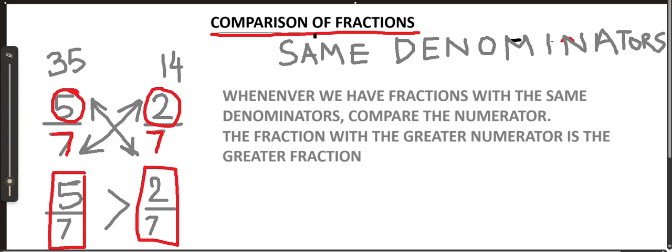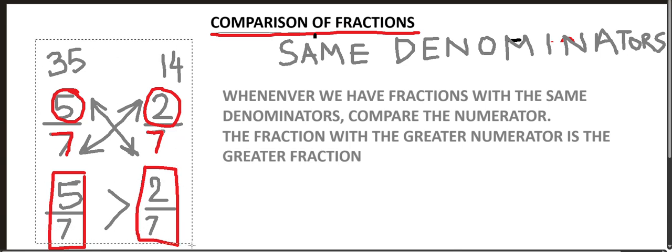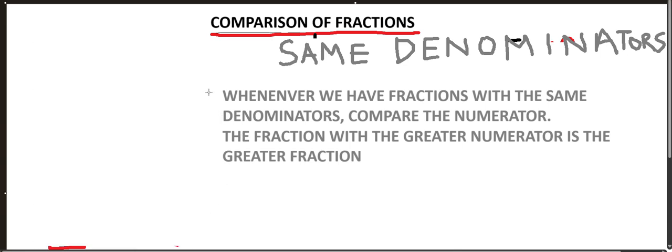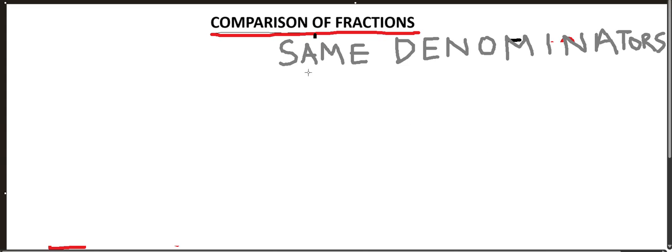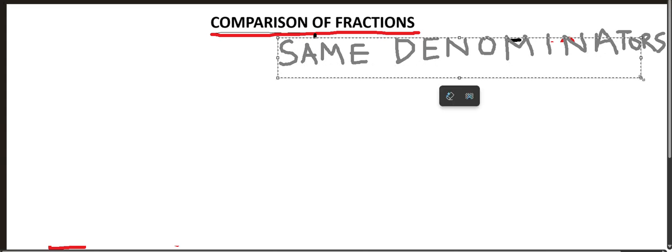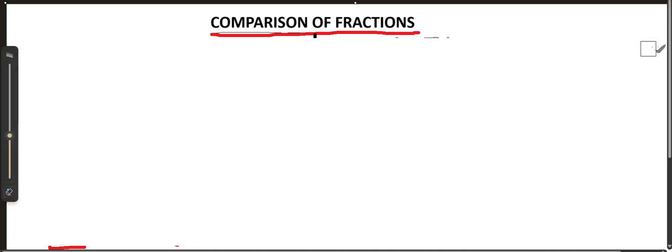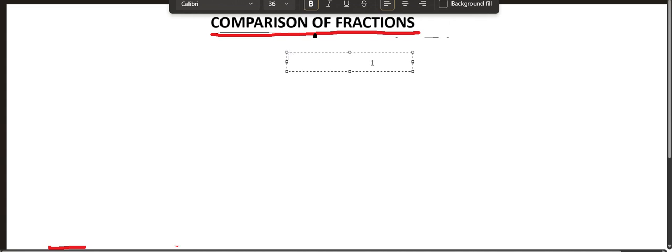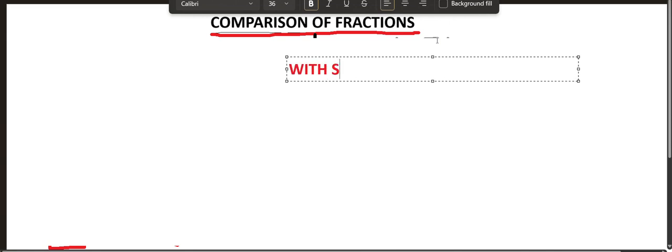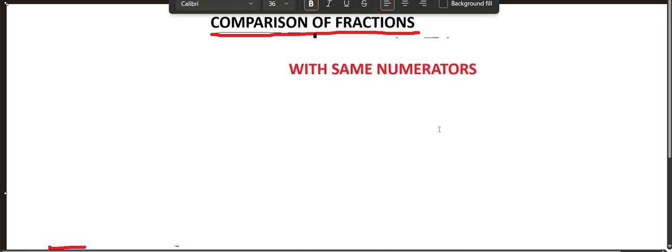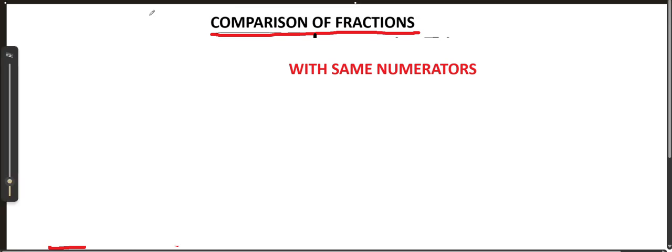Now we are going to move on to the next one. Now we are going to compare the fractions with same numerators. I'm going to type it in here really quick. It wouldn't take much time. Comparison of fractions with same numerators. Okay, so let's get started.